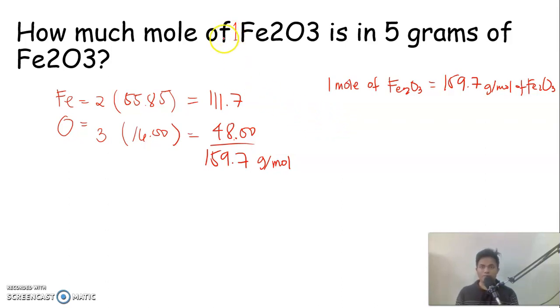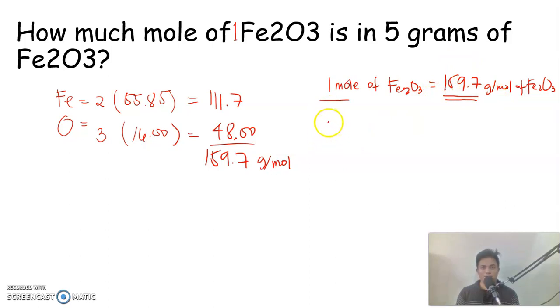Now for this one, how many moles of Fe2O3 are in 5 grams? Remember, 1 mole is 159.7 grams per mole. So by that ratio, you'll have an idea that it's going to be much lower than 1 mole. So how do you solve for that?